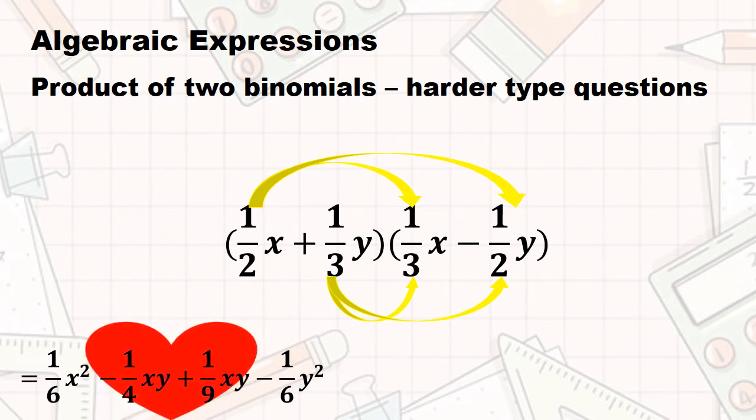Okay, always remember you can simplify that middle term. Again, because they're like terms, you can just pop it in your calculator, negative a quarter plus a ninth, and you get your answer is negative 5 over 36 xy.